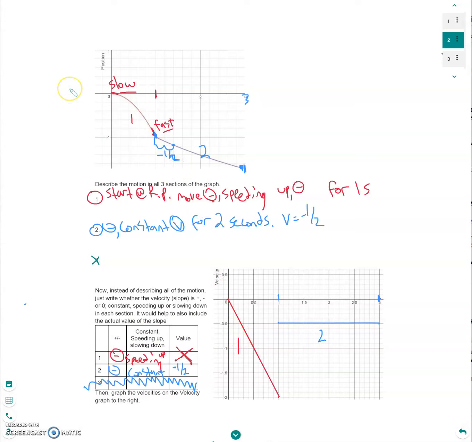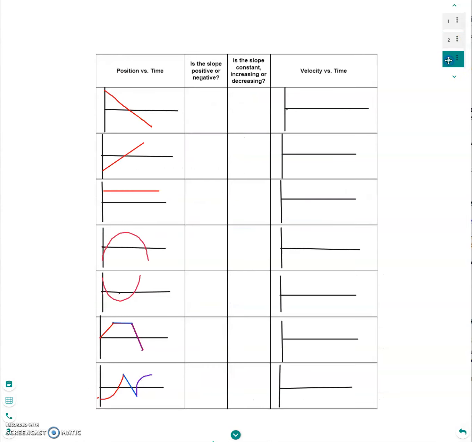So take these and go and do some practice problems. I'm going to post a second video with some more practice problems. They're going to look like these, okay? So we're going to do page 3 in a second video.